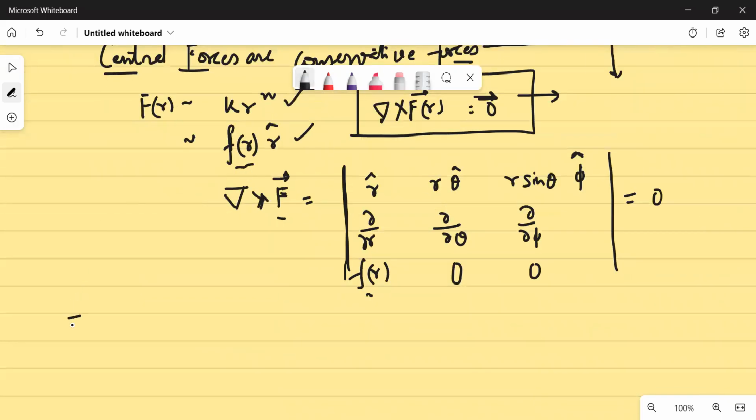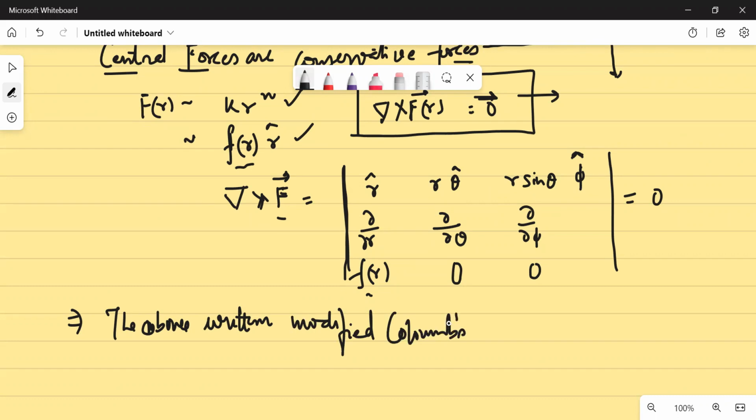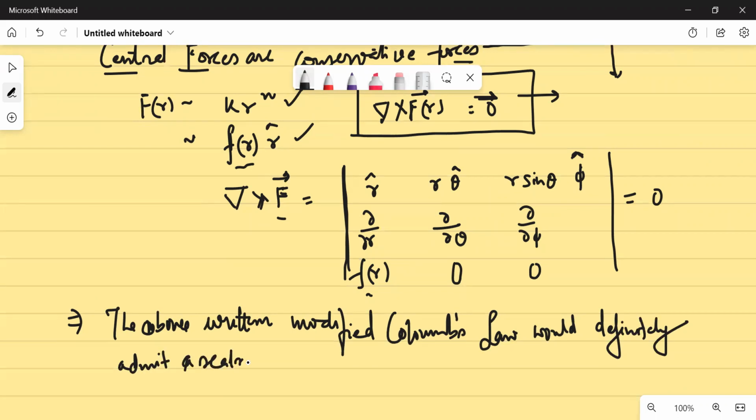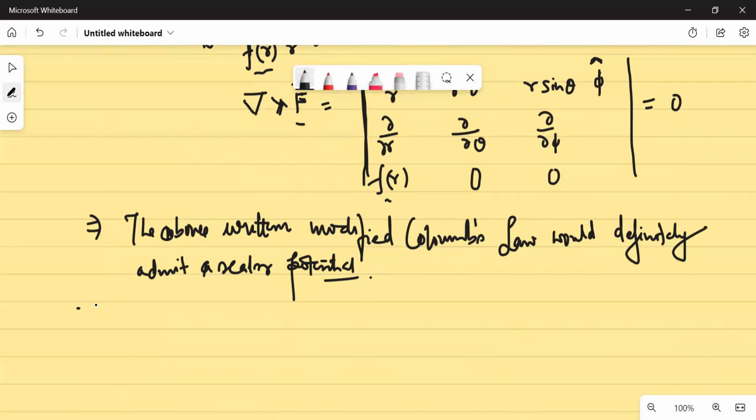It implies that the above written modified Coulomb's law would definitely admit a scalar potential. Scalar potential. Now the question arises, will it really?